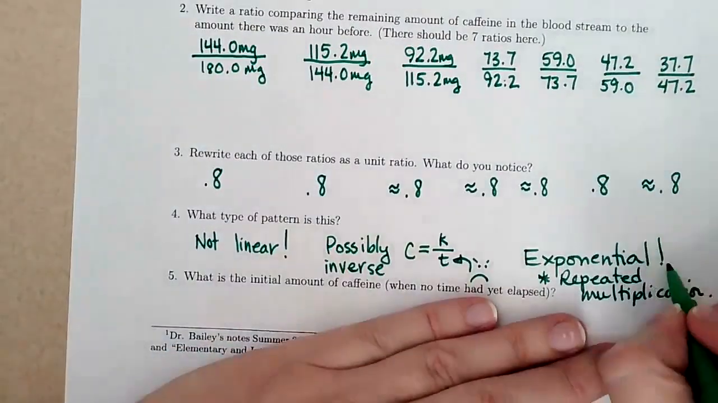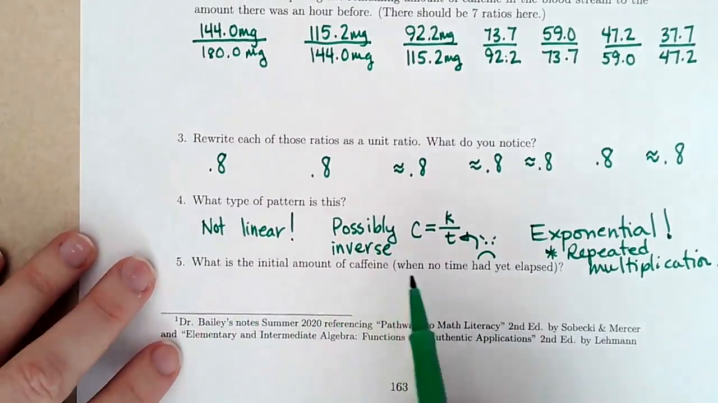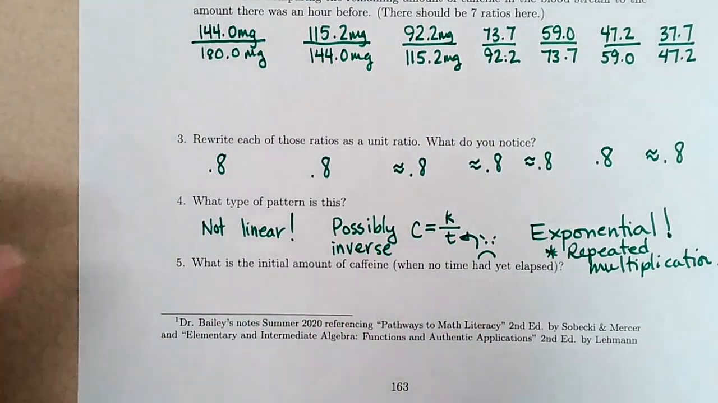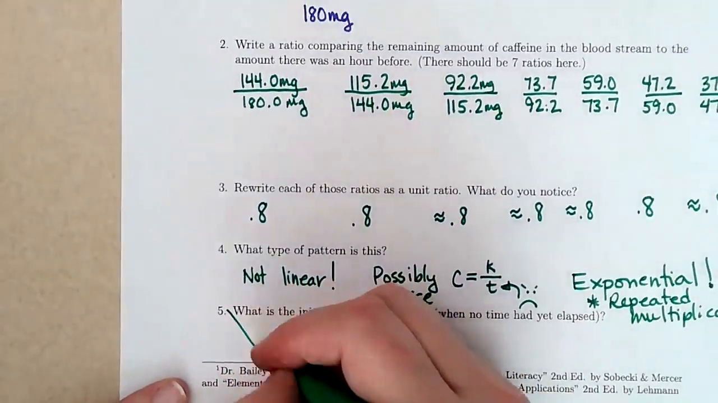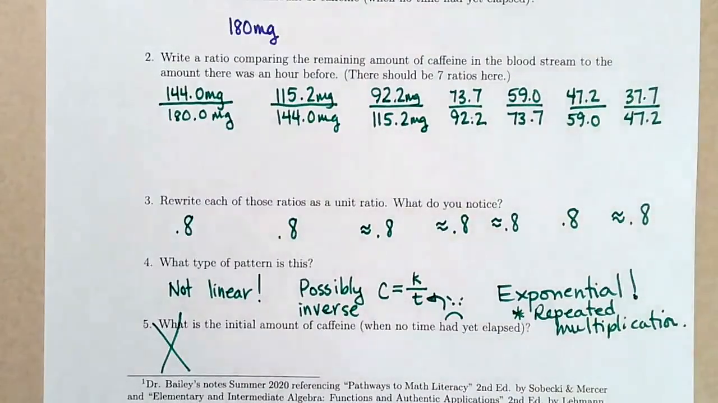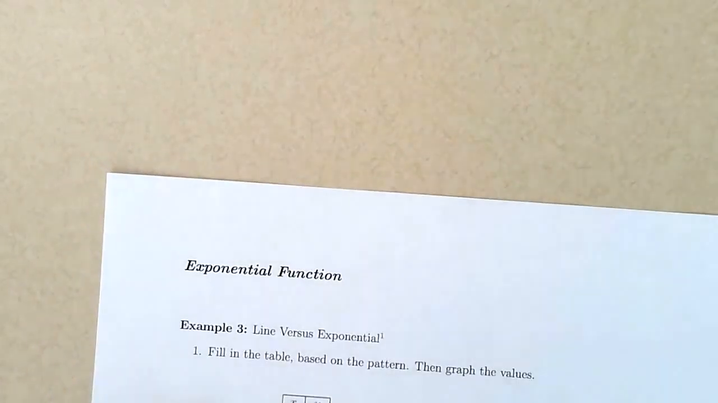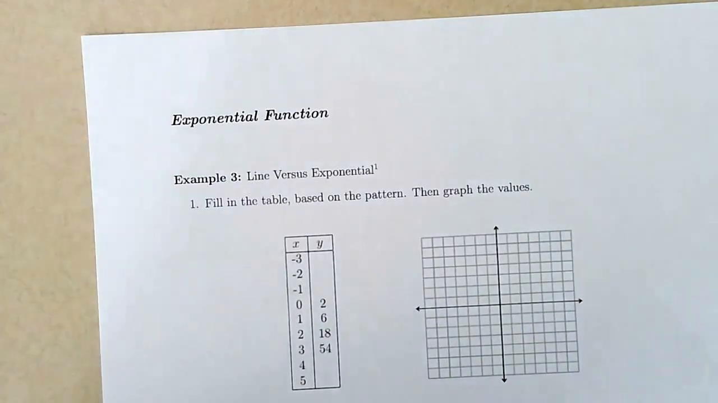Yes. All right. What is the initial amount of caffeine when no time had elapsed? But we had already written down, this is a duplicate question. Accident. Okay, so we know that this is exponential as well because it has repeated multiplication. Let's write down what it takes to be an exponential function.